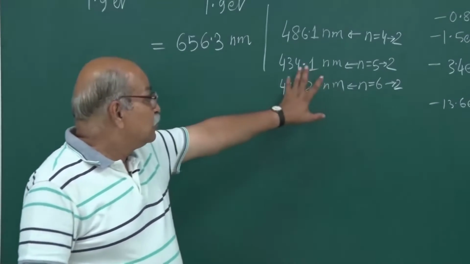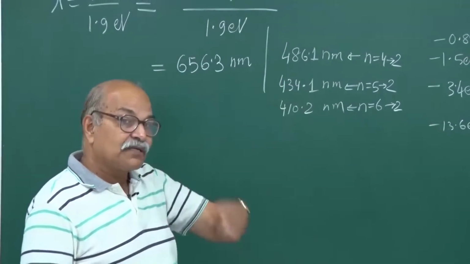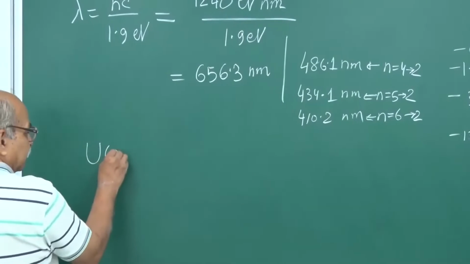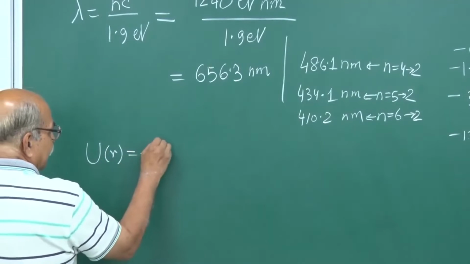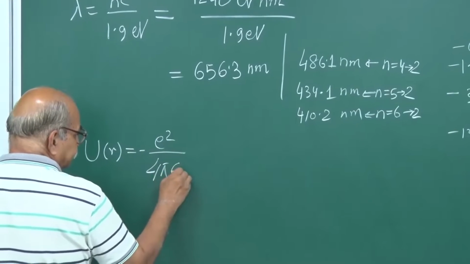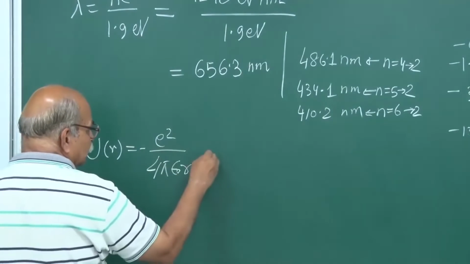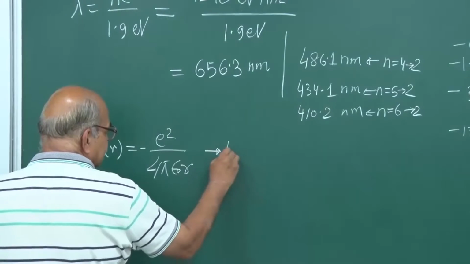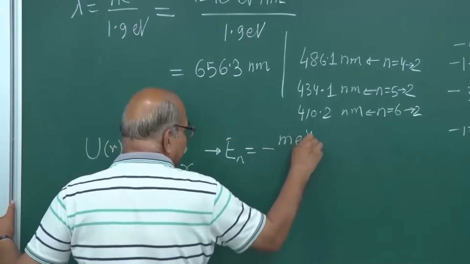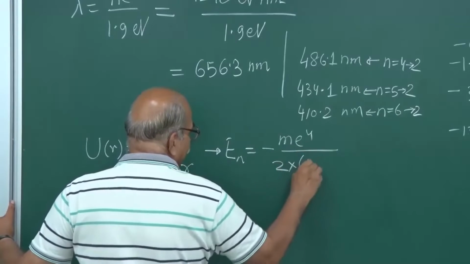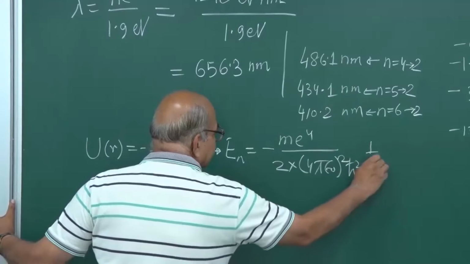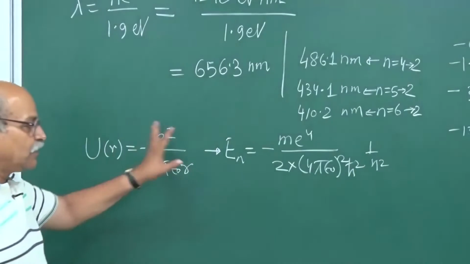So this Niels Bohr's model in terms of circular orbits tells you that if U of r, the potential energy, is minus e square over 4 pi epsilon naught r, then it turns out to be all those energy levels. Energies are given by that expression that I wrote, minus m e to the power 4 over 2 times 4 pi epsilon naught square h cross square n square. So this works quite well.